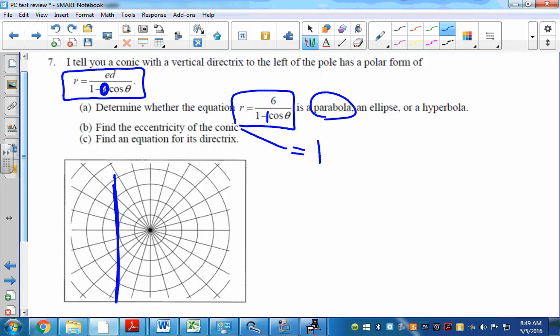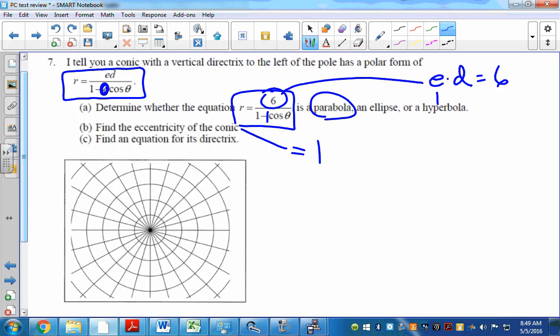And then the equation of the directrix. The number on top here, in the formula, was e times d. That's supposed to be 6. We know the eccentricity is 1, so the distance to the directrix is going to be 6. So we're going to go 6 units and draw our directrix. 1, 2, 3, 4, 5. I'm right out of the picture over here. So this is our vertical directrix to the left of the pole, 6 units away. And the equation of this would be x is equal to -6.